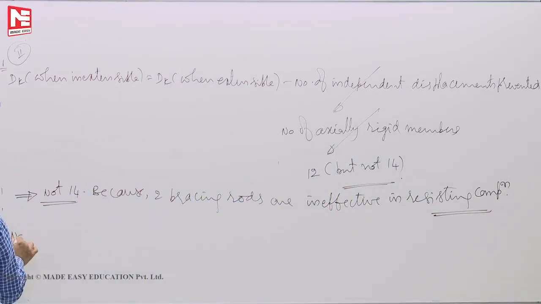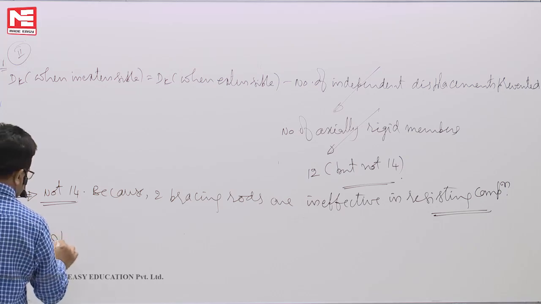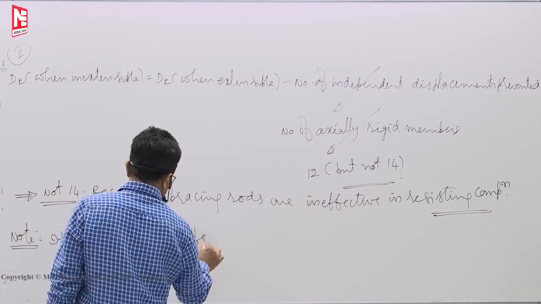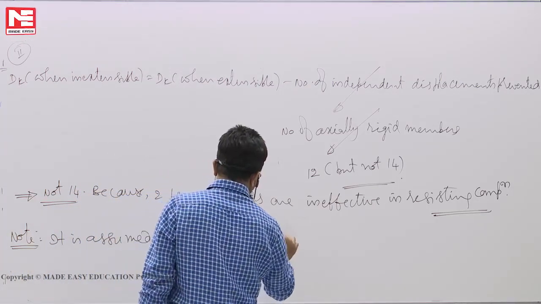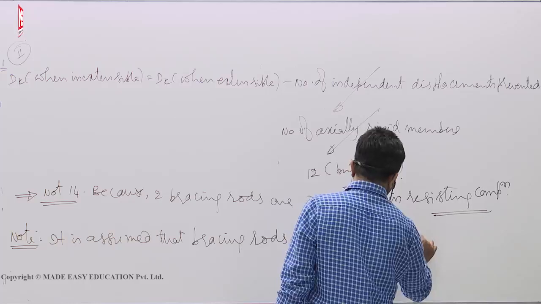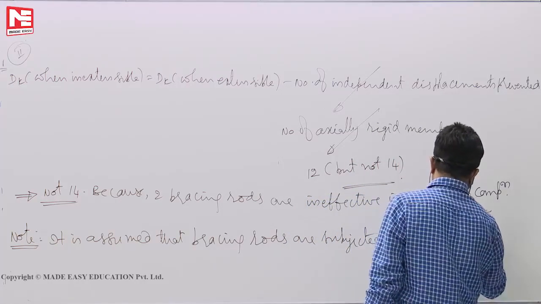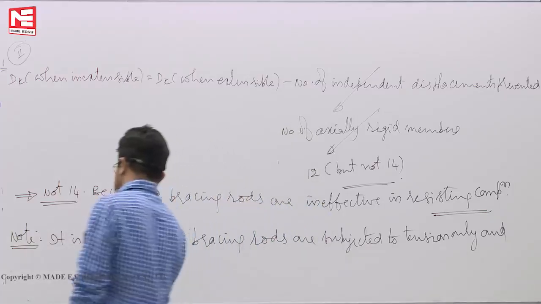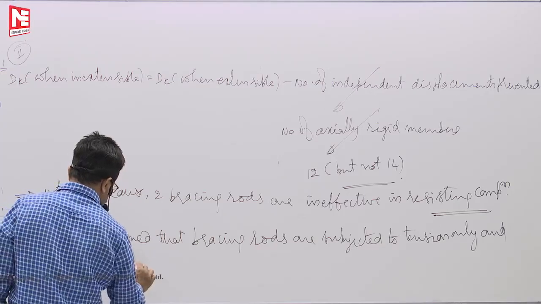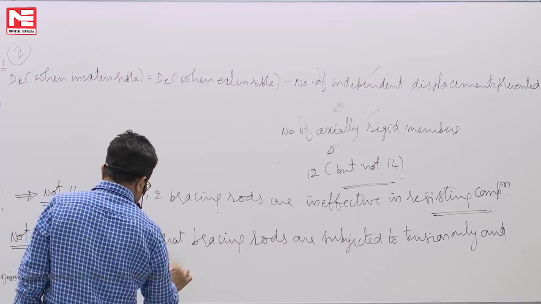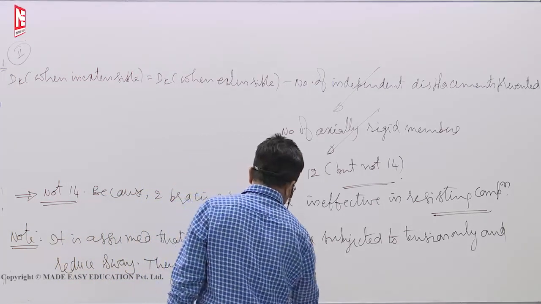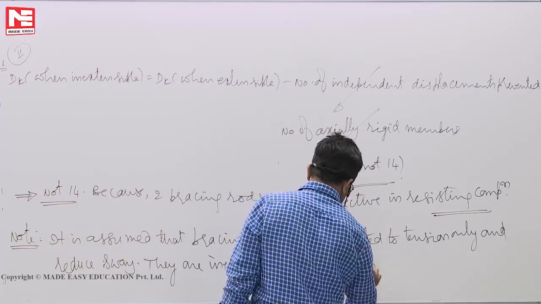That means we can write, it is assumed that bracing rods are subjected to tension only and reduce sway. They are ineffective in resisting compression.